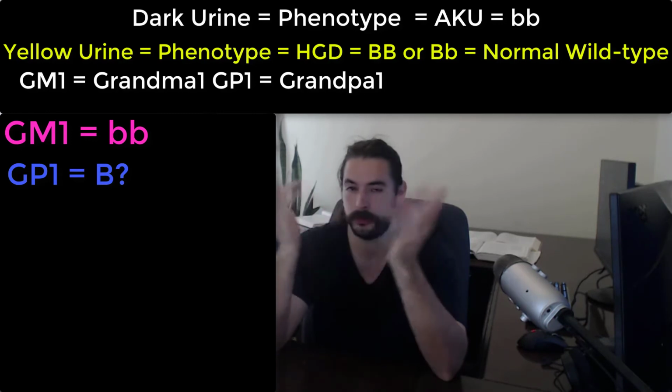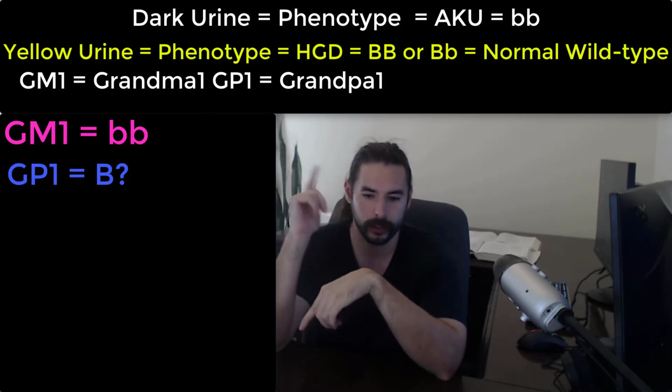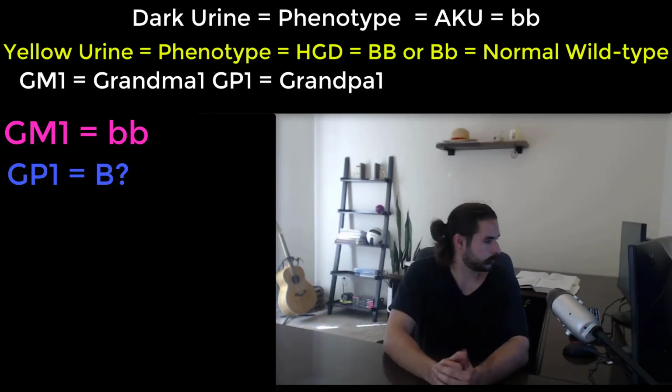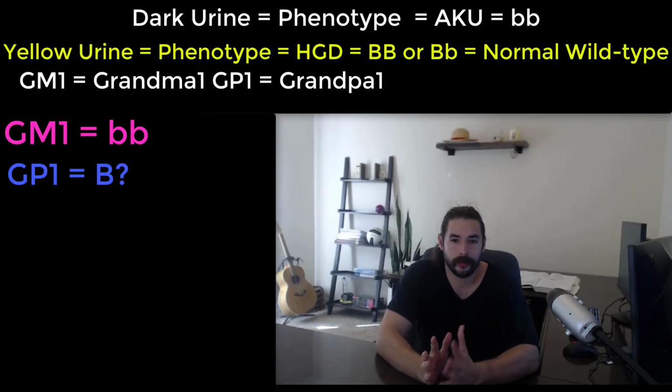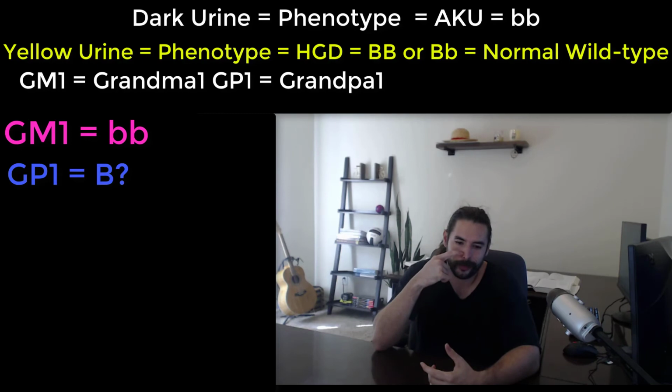We'll start at the top with the 2 grandmothers, GM1 and GM2. Both of them are homozygous recessive for AKU. That one's easy because they both have the little b's in each spot. They can only give the little b's. And then we have grandpa.